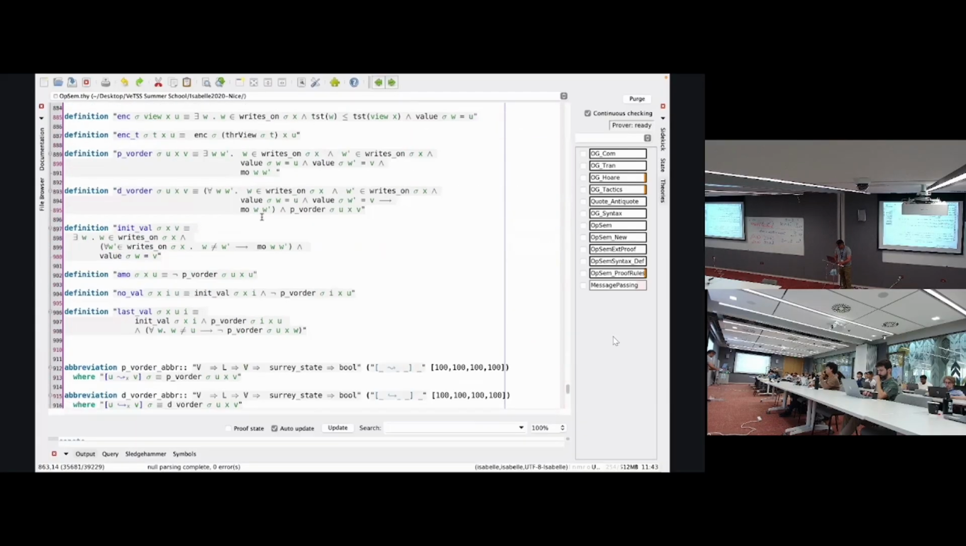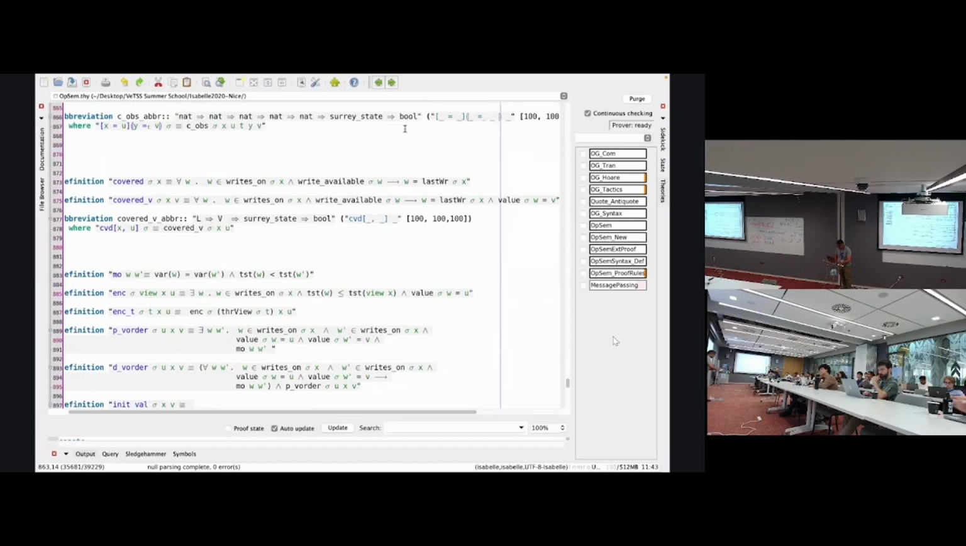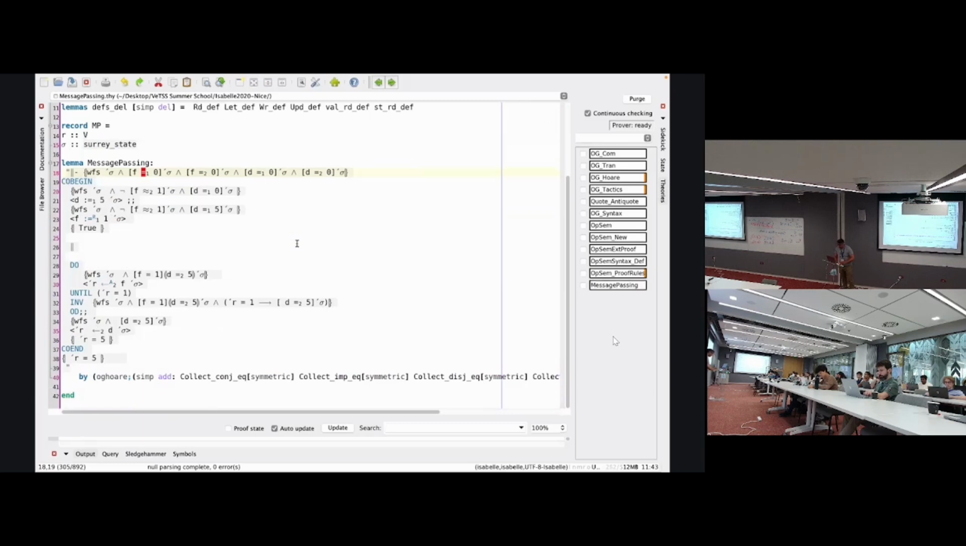And then finally you have a proof outline that you can write in Isabelle. So this is the message passing example from before, exactly the same. You have your assignment to D, you have your assignment to F, that's a releasing, right? And then you have your acquiring read from F, and then you have your read from D, and this is inside a loop. And I wanted to show that at the end that R equals 5, right? I wanted to prove that.